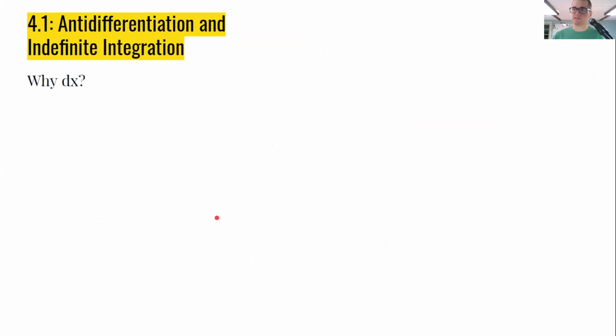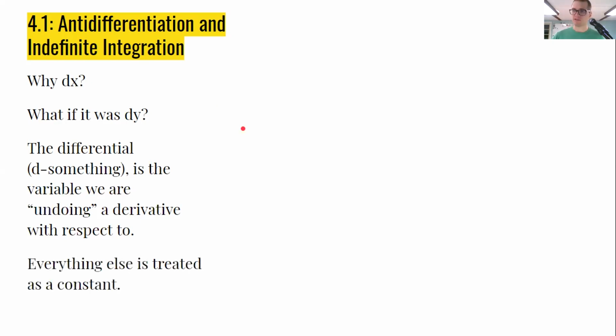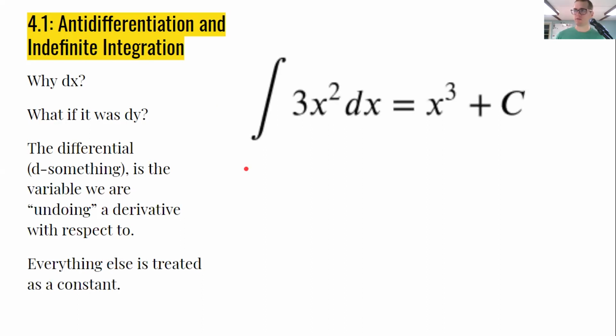So why dx? Could we do a dy? Sure. The differential, the d something, is just the variable we're undoing the derivative with respect to. Again, antiderivatives are undoing derivatives. Everything else is treated like a constant when it comes to anti-differentiation. Here's what I mean by that.